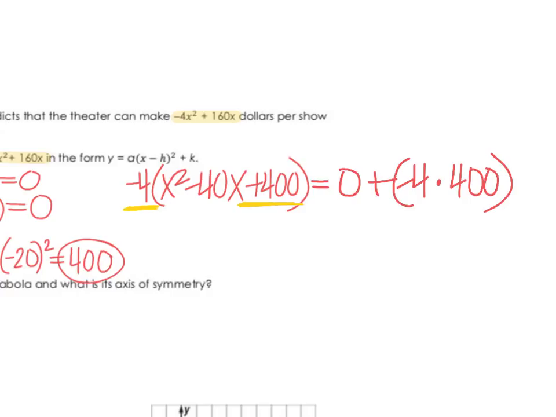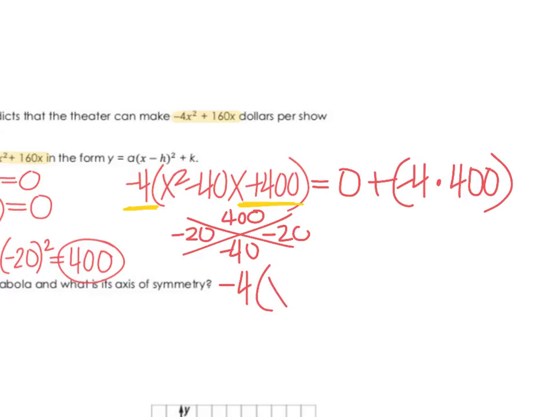All right, so on the left, if we're factoring that perfect square trinomial, two numbers that multiply to 400 and add up to -40 would be -20 and -20. So we get -4 times (x minus 20)(x minus 20), or (x minus 20) squared, equals -1600.